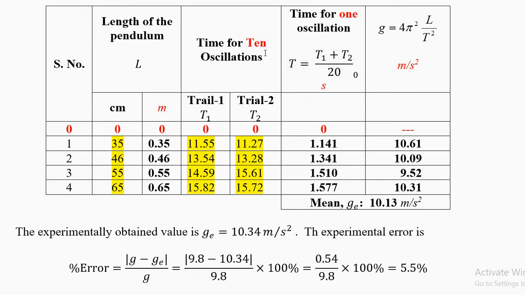T1 plus T2 divided by 20. Why are you dividing by 20? 10 plus 10 is 20. If you take 5 here and 5 here, you have to divide by 10. Please take the same number here and same number here. If your experiment is perfect, you will get the same numbers here, but no experiment is perfect. Even if you do it with a computer device, you may not get the same numbers. So add T1 plus T2 divide by 20. If you want to take 5 here and 5 here, then 5 plus 5 is 10. Divide by 10. What's the formula here? G equal to 4 pi square L by T square.